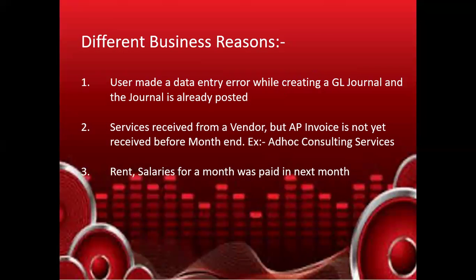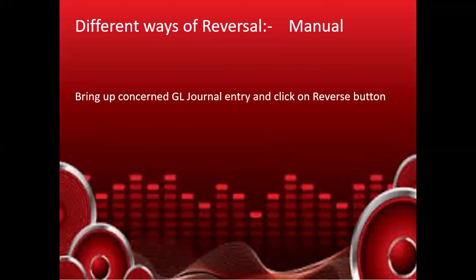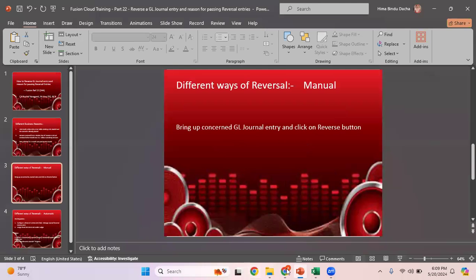Now let us get into the details. There are two ways to reverse a journal entry. One is the manual way, and the other is the automatic way. First let's check the manual way, how we can manually reverse a journal entry. In order to do that, I first need to create a journal entry. So let me create a journal entry, get it posted, and then I'll show you how to reverse that particular journal entry manually. Let me get into Fusion.